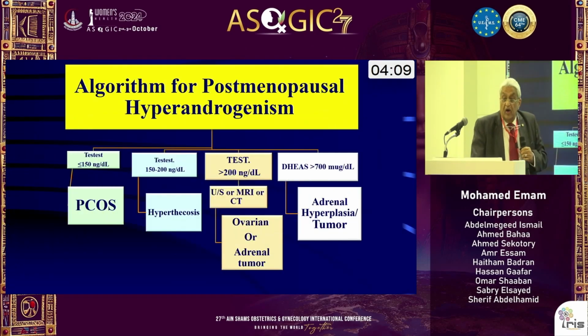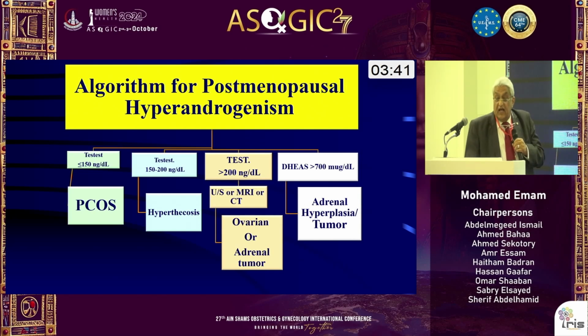So, what is the difference? How can we differentiate between these 3 items or all items? You should investigate by testosterone level. If the testosterone is less than 150 nanogram per milliliter, it is polycystic ovarian syndrome. But if it is from 150 to 200, it is hyperthecosis. Hyperthecosis is a severe form of polycystic ovarian syndrome at this age.